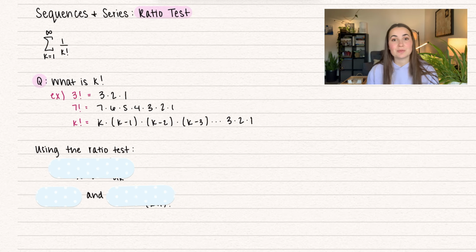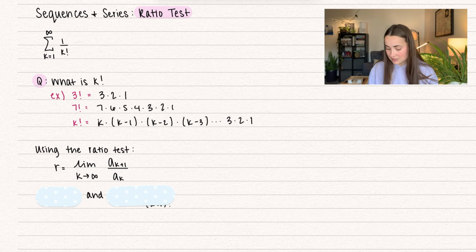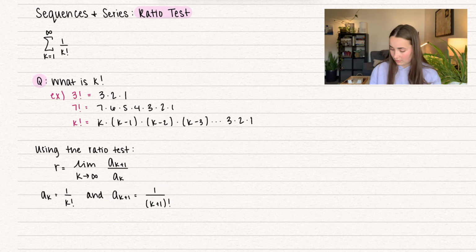So we're going to go ahead and use the ratio test for this series. So what is the ratio test? We have r, which is the ratio, is the limit as k approaches infinity of the term a k plus 1 divided by the term a k. So in our case, our normal a k is going to be 1 over k factorial. And then I'm going to add 1 to k, so I get 1 over k plus 1 factorial. Let's go ahead and find r.